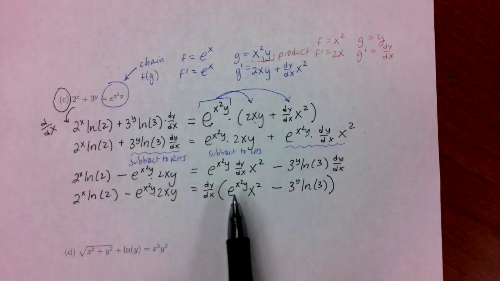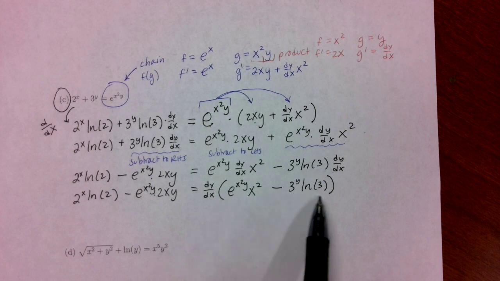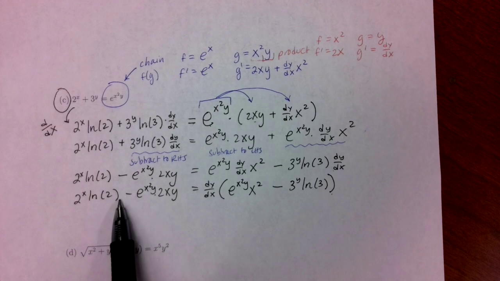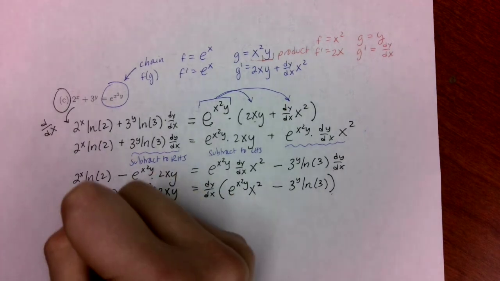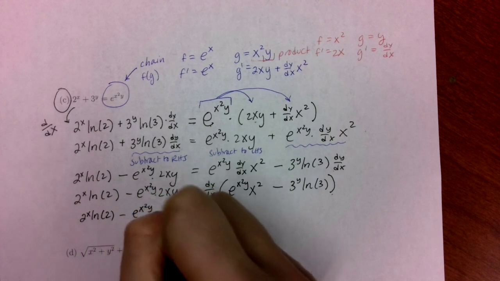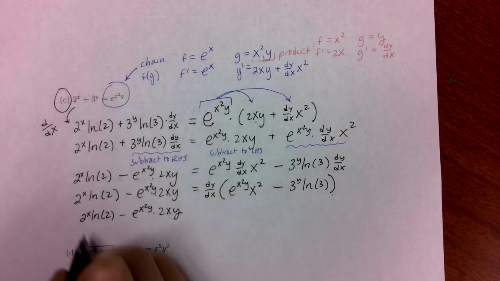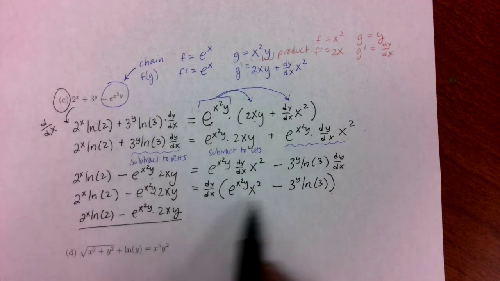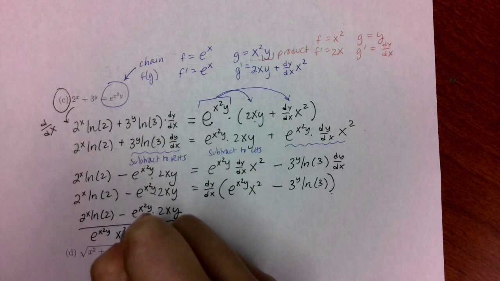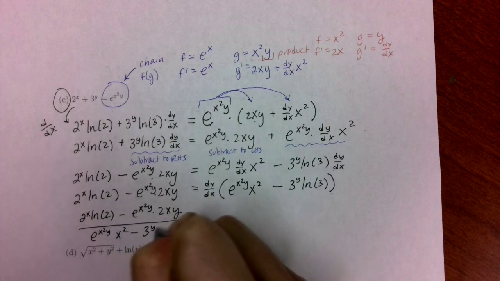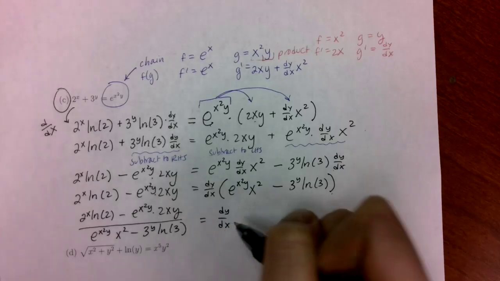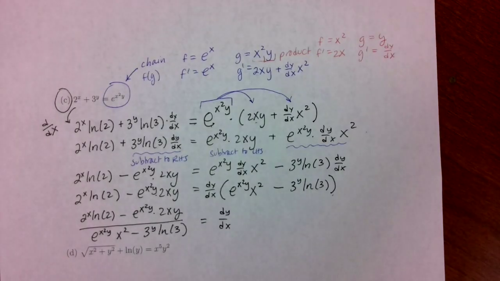And now my final step to solve for dy dx is to just divide both sides by everything in these parentheses. So I'll have the original left-hand side as my numerator, and then divided by everything in these parentheses. That is my final answer for the derivative in 2C.